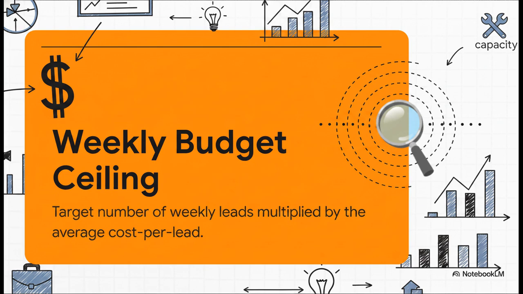You just take your target number of weekly leads, like how many jobs do you actually want to book, and multiply that by the average cost per lead, or CPL, in your market. Boom, that gives you your financial ceiling. This brilliantly simple formula keeps your ad spend predictable and tightly tied to your actual capacity to take on new work.